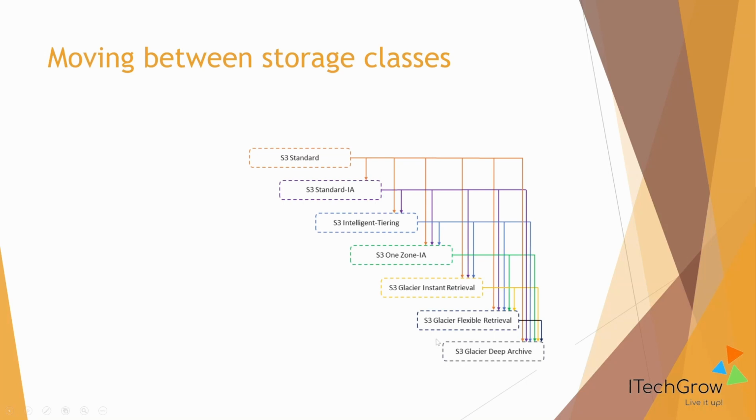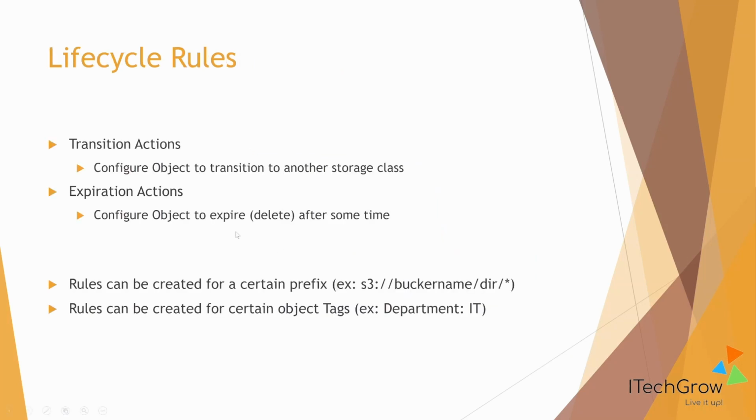For infrequently accessed objects, move them to Standard-IA. For archive objects that you don't need fast access to, you can move them to Glacier or Glacier Deep Archive. So moving objects can be automated using lifecycle rules. The lifecycle rules can be done by many methods.